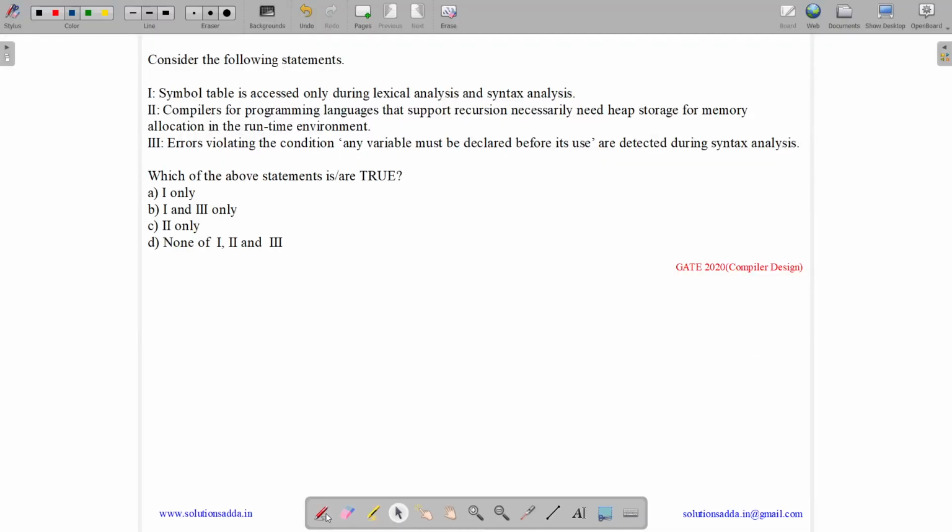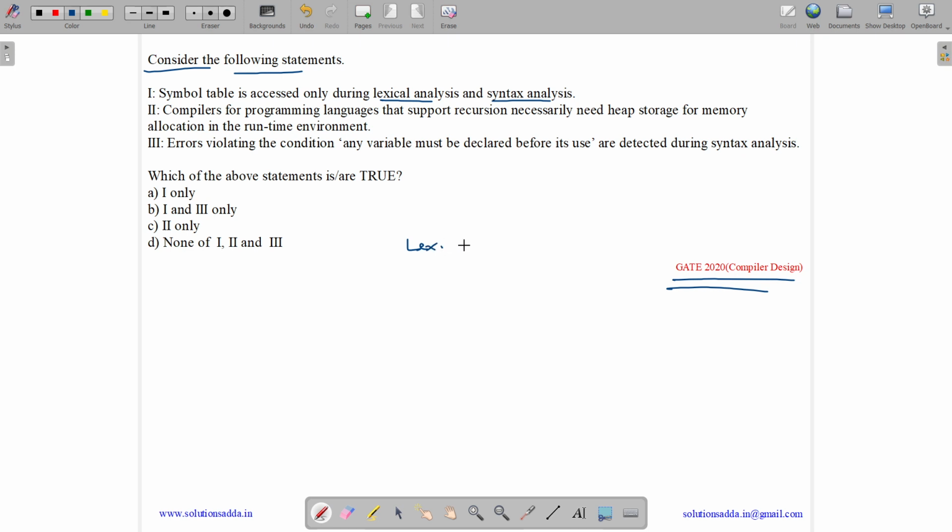This question belongs to compiler design subject and was asked in GATE CSE 2020. So the question states, consider the following statements. Symbol table is accessed only during lexical analysis and syntax analysis. So compilation has following steps.